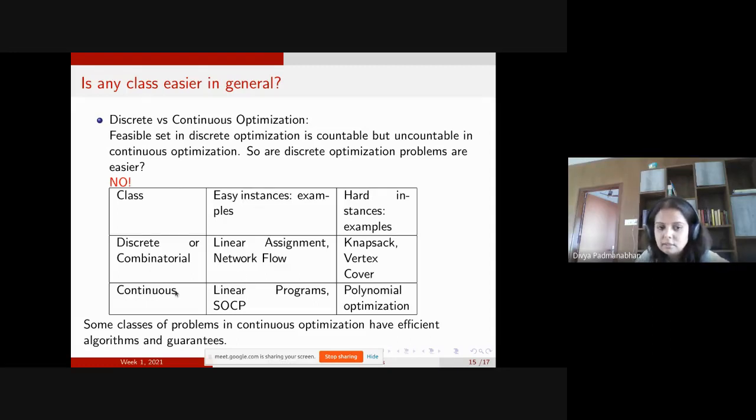And in continuous optimization, linear programs are polynomial solvable instances, and similarly the second order cone program is an easy instance. But a hard instance is what is called the polynomial optimization problem. So in general, both are hard. Discrete as well as continuous optimization problems have hard instances. But some classes of problems in continuous optimization have efficient algorithms and guarantees, because continuity helps in some way. And that is what we'll focus on in this course.